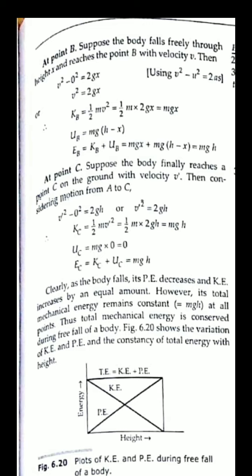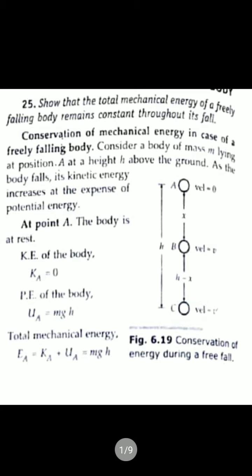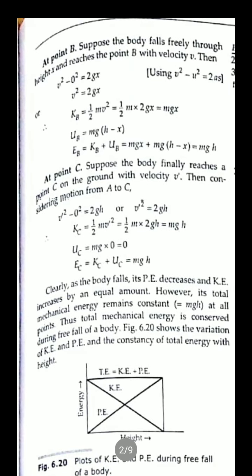If we plot the graph of energy versus height for both potential energy and kinetic energy, we see that as the body falls freely under the action of gravity, potential energy decreases. At point A, potential energy is maximum, then it decreases with h minus x, then it becomes 0. But the kinetic energy increases. Here it is 0, then we get some value, then we get the maximum value of kinetic energy at point C.